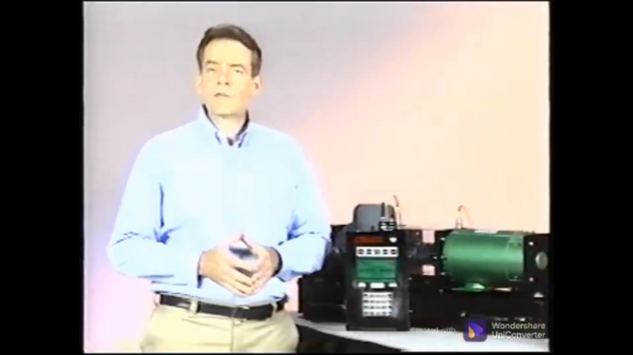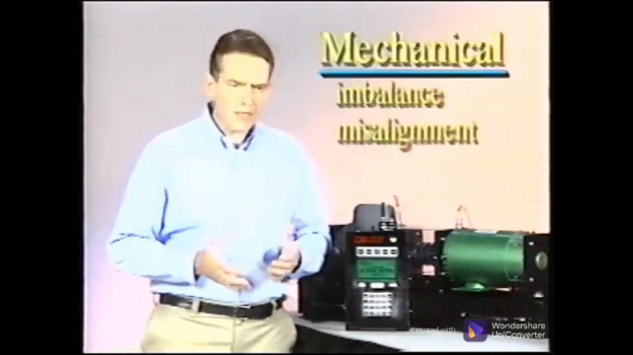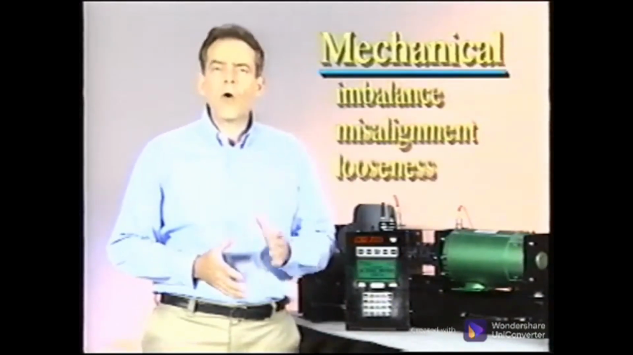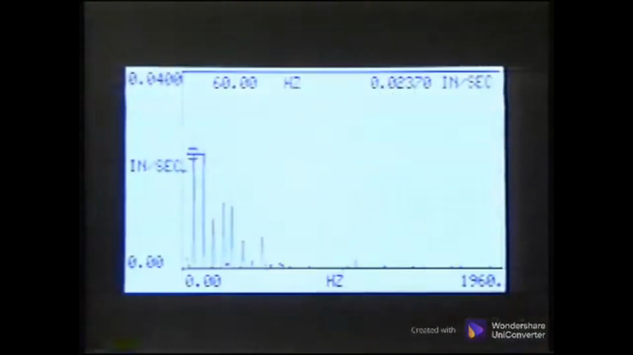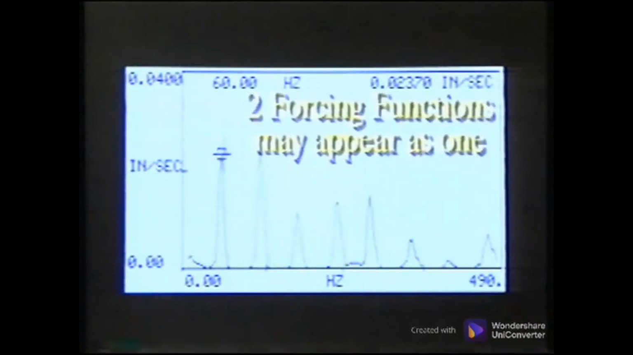The source of problems can sometimes be difficult to detect. In motors, for instance, vibration can be caused by mechanical events such as imbalance, misalignment, mechanical looseness, or the vibration can be caused by electrical problems such as an uneven air gap, rotor bar problems, shorts in the windings, and others. Oftentimes, there is more than one forcing function in a machine, and two of the forcing functions may be so close together they appear as one frequency when the resolution is not adequate to separate them.